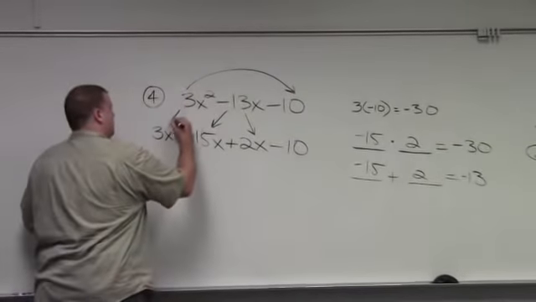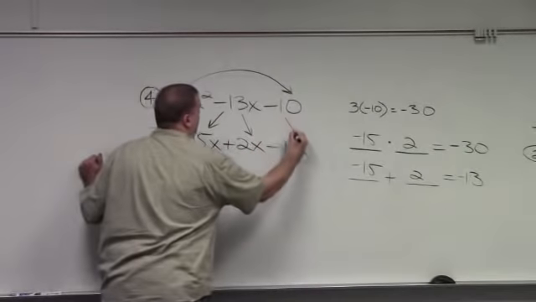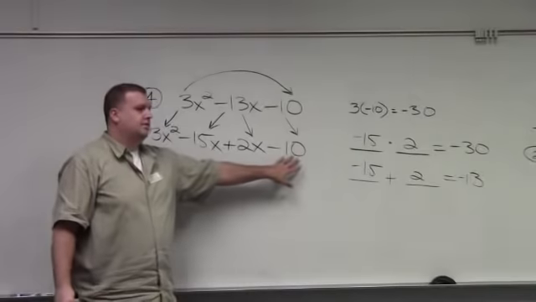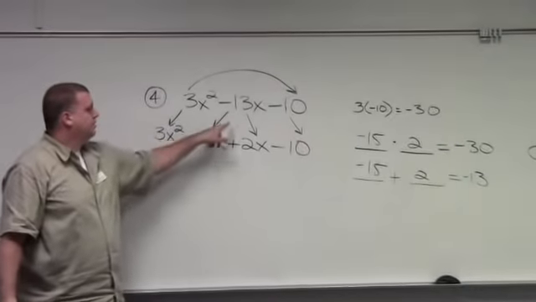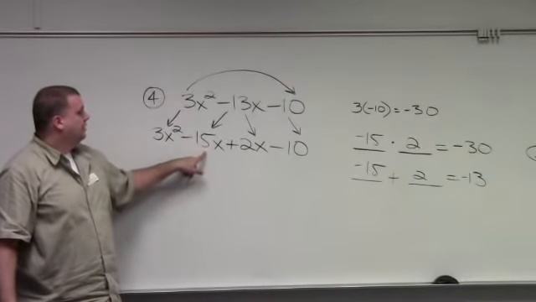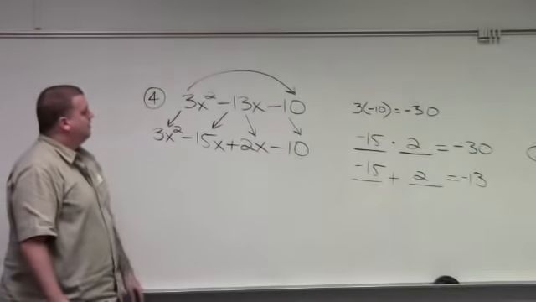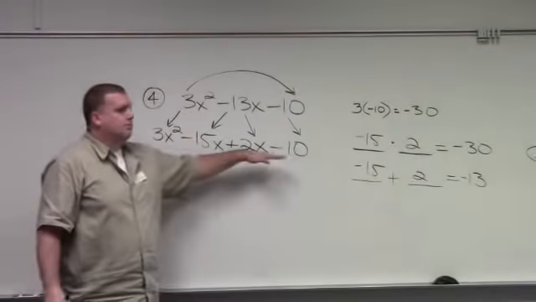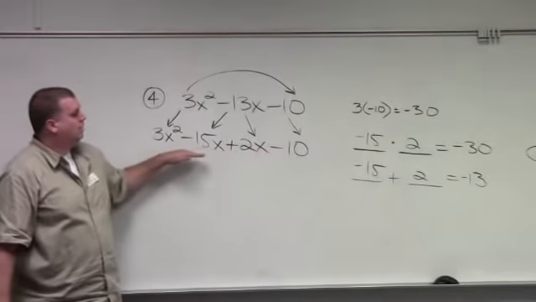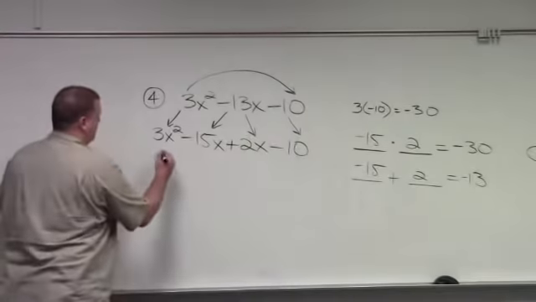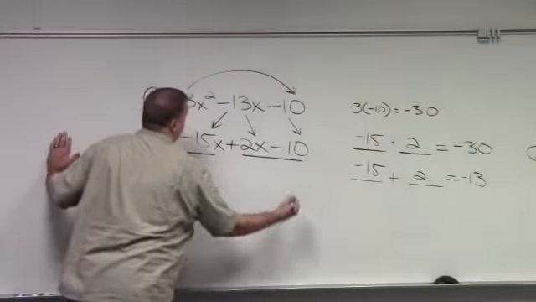Notice the front and the back did not change at all. It's still 3x squared and it's still minus 10. The only thing that changed was the middle. I broke it up into negative 15x and positive 2x using the numbers that we said should work. Now I have 4 terms. I'm going to factor with 4 terms. Perfect, last one. Yep. And same as we did number 2.